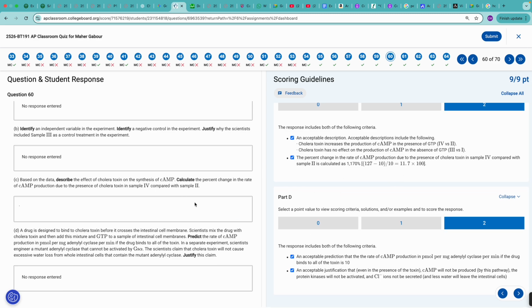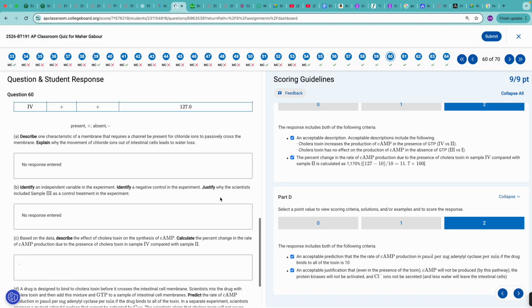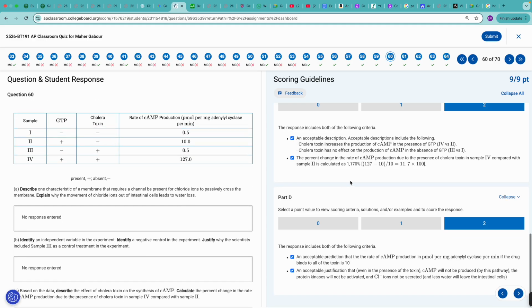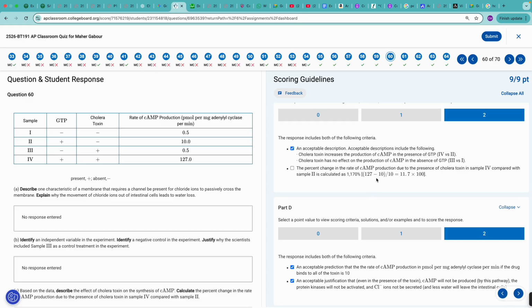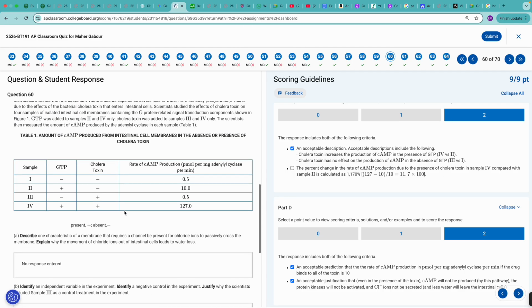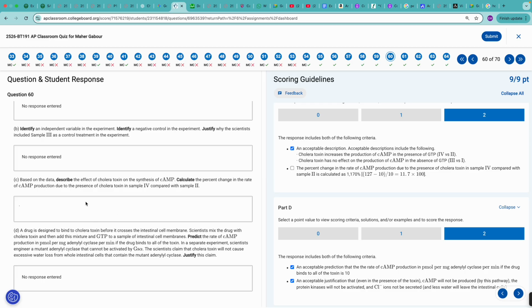Guys, we're grade 11, so we should know how to calculate percentage change. It's the new minus the old, over the old, times 100. So you do 127 minus 10 over 10, which equals 11.7. Then you multiply it by 100 and you get the percentage change. How do you know which one to put first, which one to put down, what to put here and there?